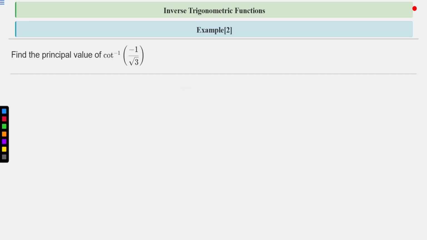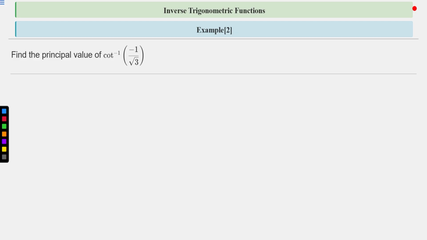Next question is example 2. We need to find the principal value of cot inverse minus 1 by root 3. Right, we need to find the principal value of cot inverse minus 1 by root 3. Solve this and write the answer in the comment box.